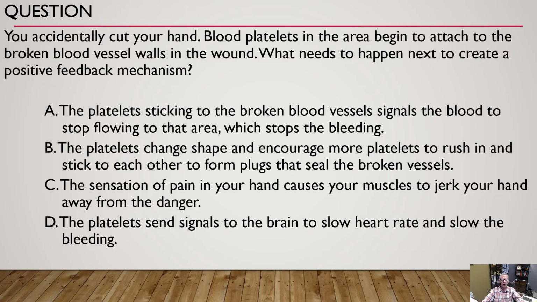All right, so our first question. You accidentally cut your hand. Blood platelets in the area begin to attach to the broken vessel walls in the wound. What happens next to create a positive feedback mechanism? The platelets sticking to the broken blood vessel signal the blood flow to stop to the area, which stops the bleeding.